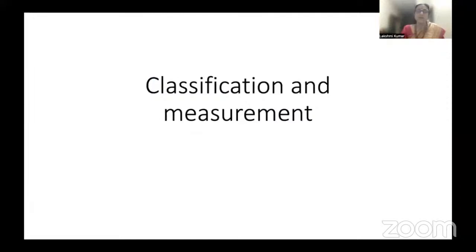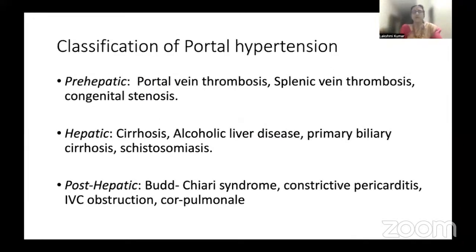Now I'll go to the second part of my talk. How do I classify and how do I measure the portal pressures? So there are several classifications. I'm putting across two. I hope it makes sense to you.